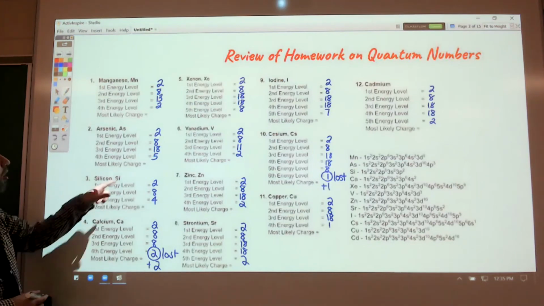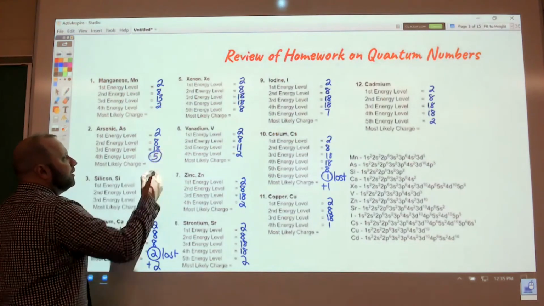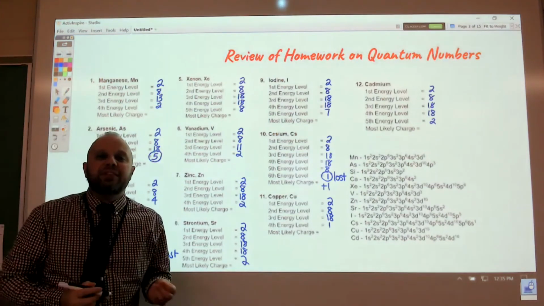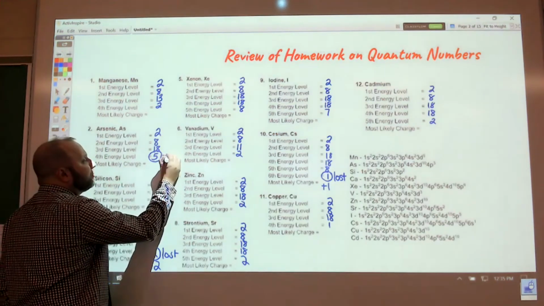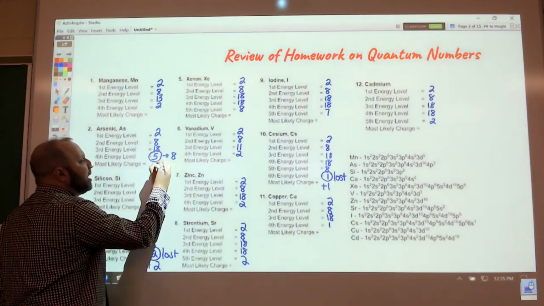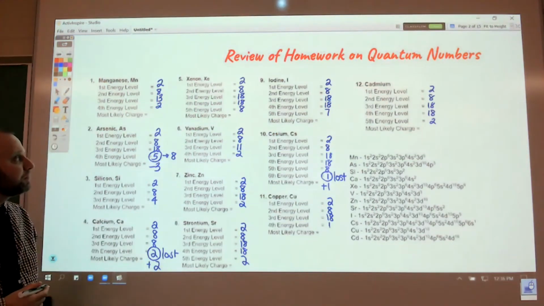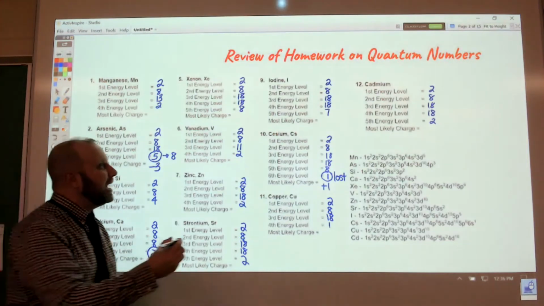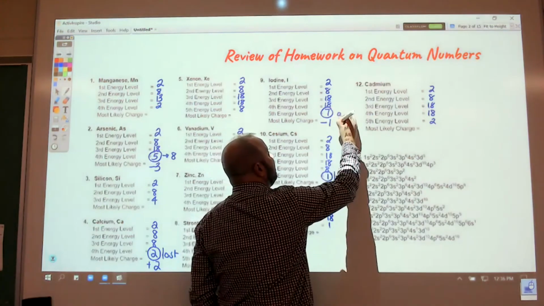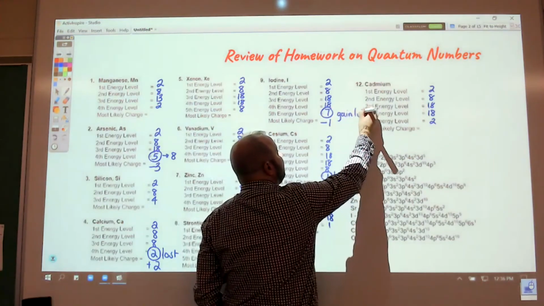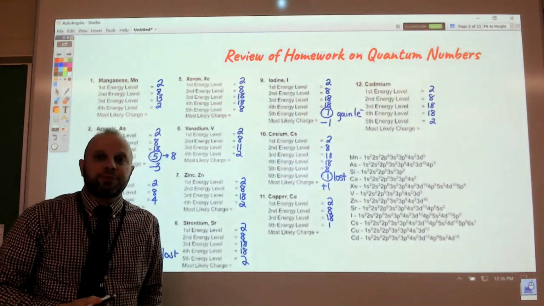If I look at arsenic, arsenic has 5 valence electrons. So in order to get to 8, it is going to gain 3 electrons. When it gains 3 electrons in order to get to 8, it will take on a -3 charge because it has 3 extra electrons. If we look at something like iodine, which has 7 valence electrons, it's going to gain 1 electron to get to 8. So it will take on a -1 charge.